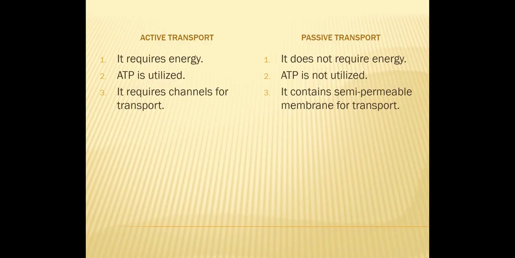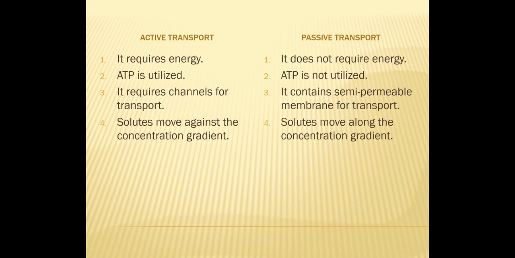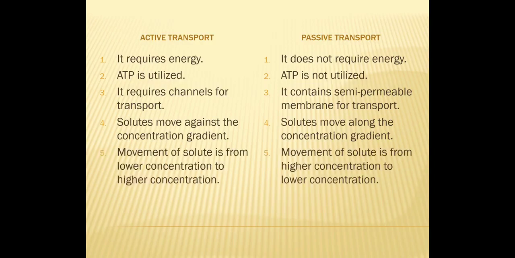Then in active transport, solutes move against the concentration gradient, whereas in passive transport, the solutes move along the concentration gradient. In active transport, movement of solute is from lower concentration to higher concentration, whereas in passive transport, the movement of solute is from higher concentration to lower concentration. The best example for active transport is the sodium-potassium pump, and for passive transport it is neutral solutes.